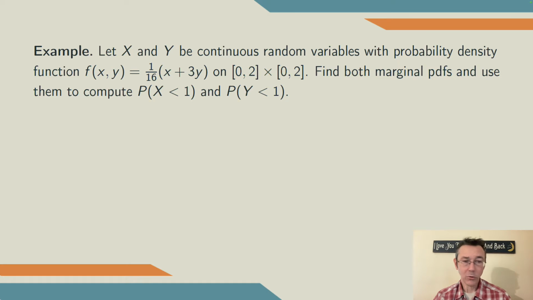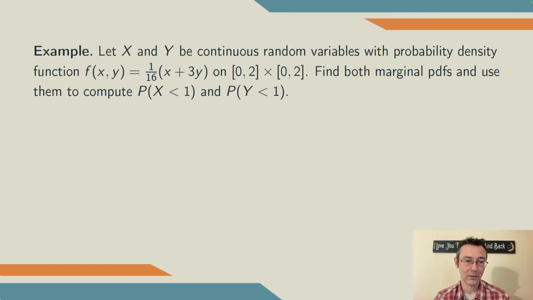I think all this gets a little more clear when we have an example, so let's jump right in with one. Let's have two random variables, x and y. They're both of the continuous type, and their joint PDF is 1/16 (x plus 3y). The support is [0,2] cross [0,2], so basically x and y both range from 0 to 2. Find both marginal PDFs and then use them to compute the probability that x is less than 1 and that y is less than 1.